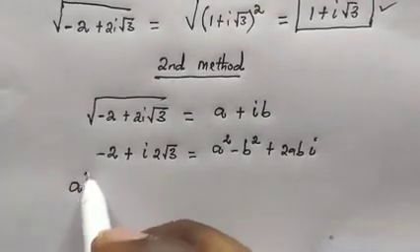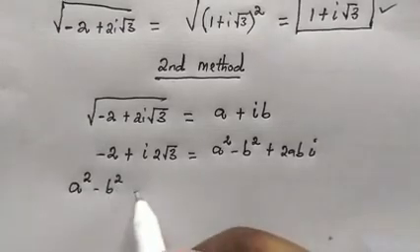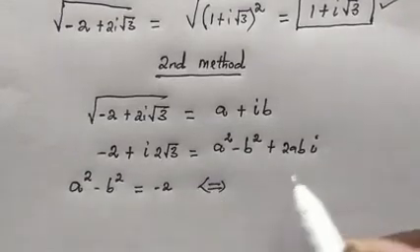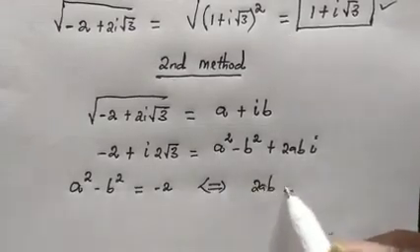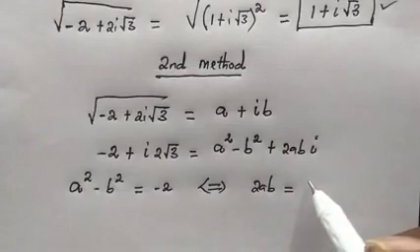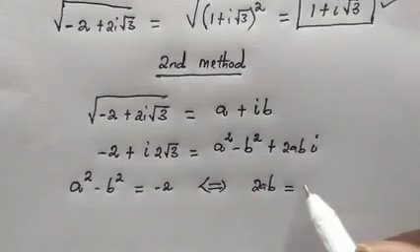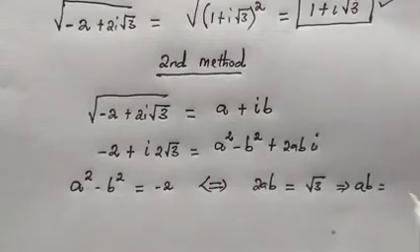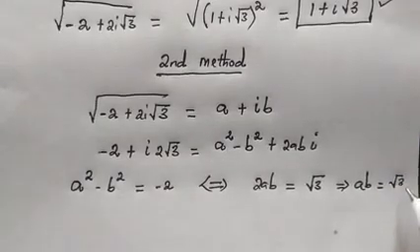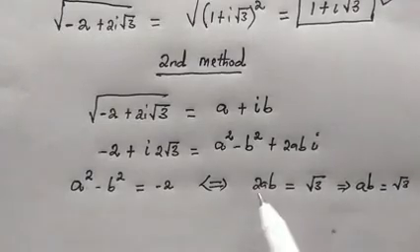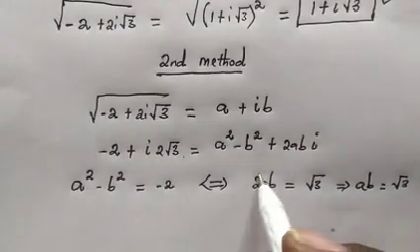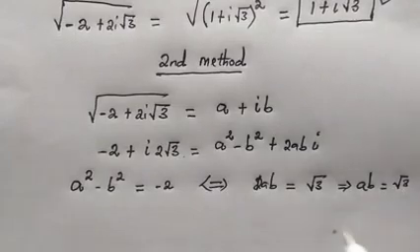We get a squared minus b squared is going to be equal to -2, right? And from here, we have 2ab, the imaginary part, is going to be equal to 2 root 3. So it's going to be root 3, which implies from here that a times b is equal to root 3. We will have 2 times something, so it is going to be ab. So this shows that ab is equal to root 3.